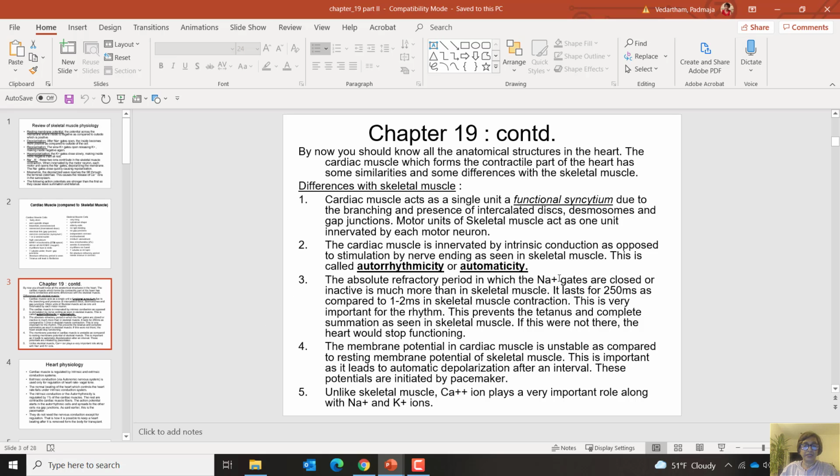The absolute refractory period, in which the sodium gates are closed and inactive, is much longer than in skeletal muscles. It lasts for 250 milliseconds as compared to 1 or 2 milliseconds in skeletal muscle. In fact, in skeletal muscles, we do not have an absolute refractory period once wave summation starts. And this is important: having the absolute refractory period is essential for cardiac muscle. This prevents tetanus and complete summation. We cannot have complete summation.